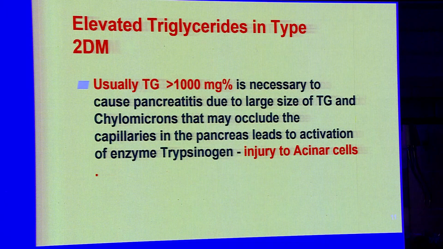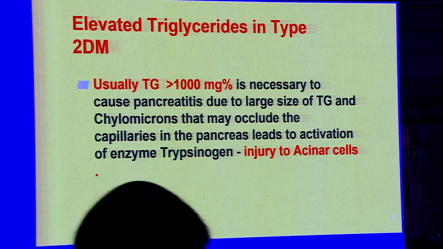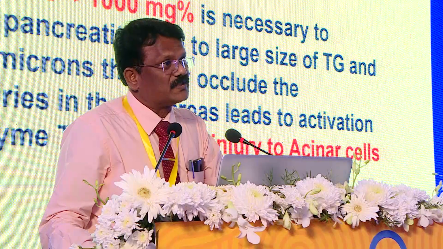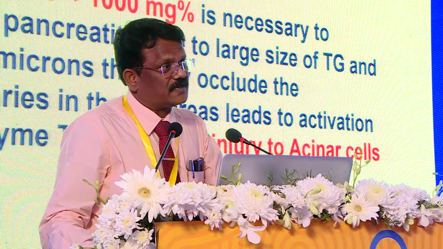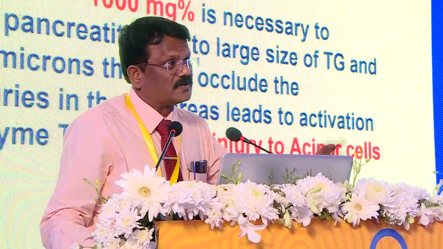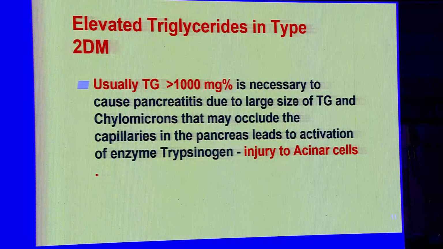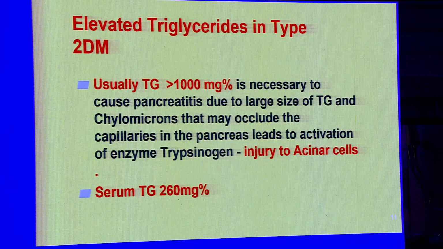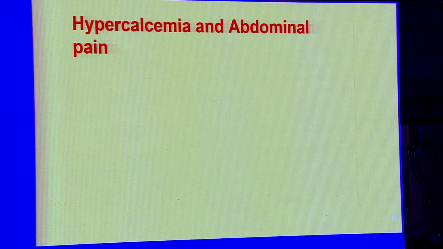It was only 260. To say the pancreatitis is caused by triglycerides, there should be a minimum of, usually more than 1000 milligram percent of triglycerides, because it's a large molecule. Along with the chylomicrons, triglycerides obstruct the capillaries of the pancreas and can cause necrosis and tissue lysis. In this case it was only 260, so it is unlikely.